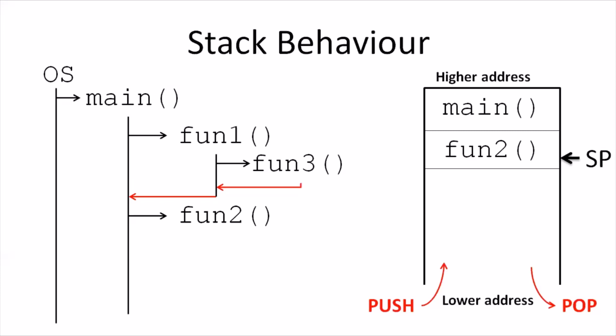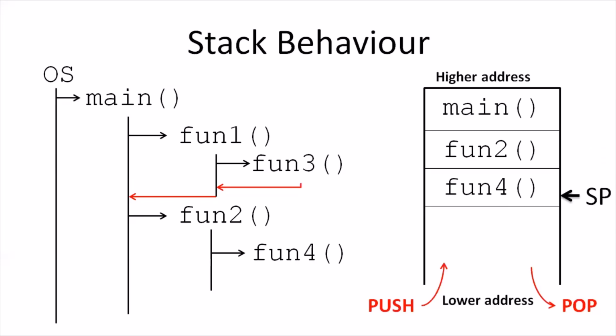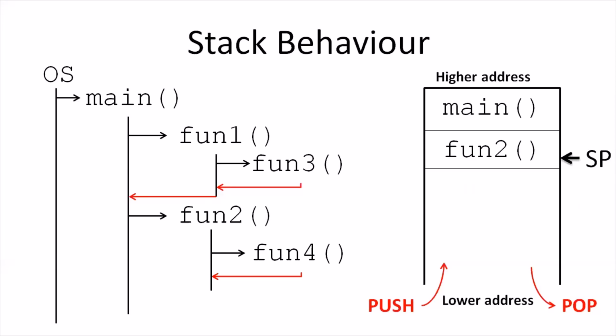As fun2 calls fun4, again a frame corresponding to fun4 is created and pushed into the stack. The stack pointer now points to fun4's frame. In this case, the stack is again growing and the value of the stack pointer is decreased. As fun4 completes execution, the control returns back to fun2 and the frame corresponding to fun4 is popped from the stack. Similarly, when fun2 completes execution, the control returns to the main function and fun2's frame is also popped from the stack.